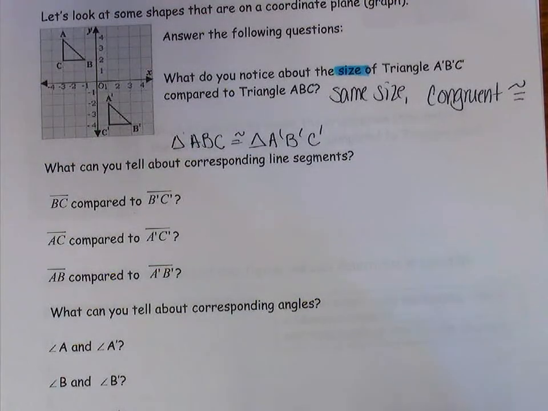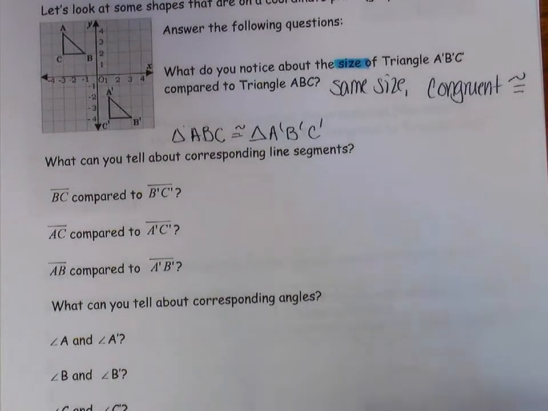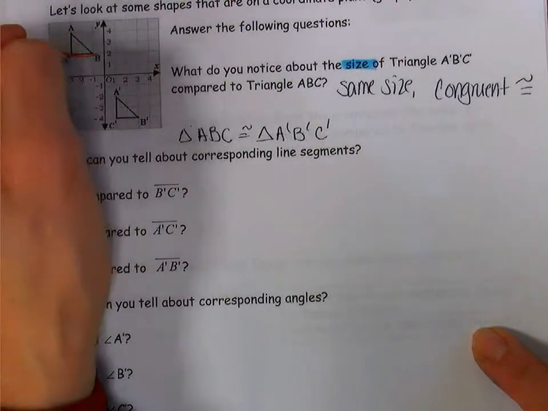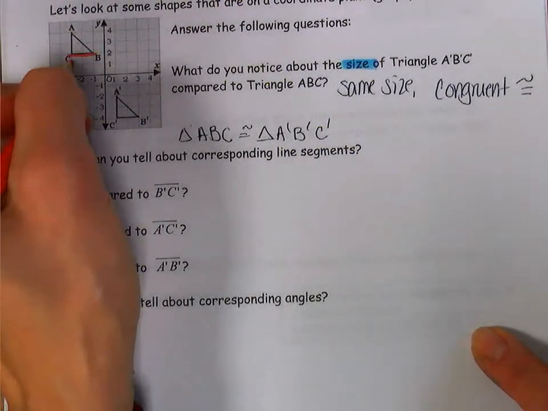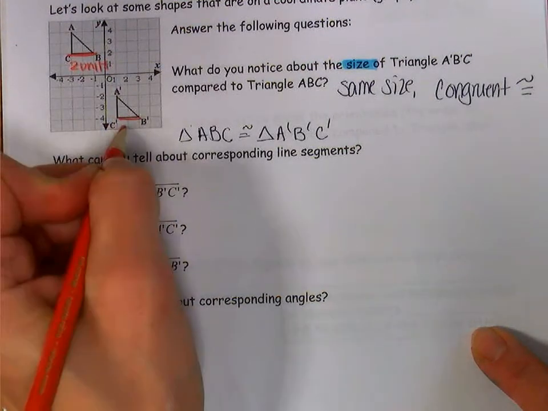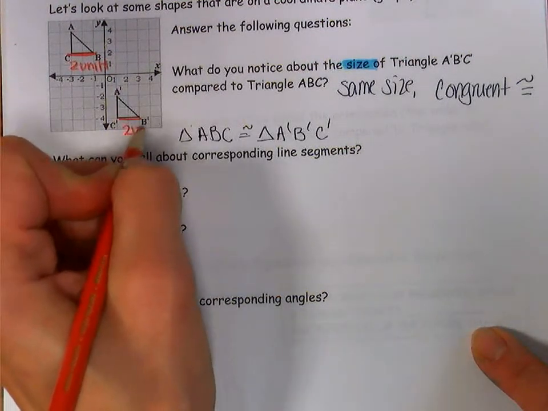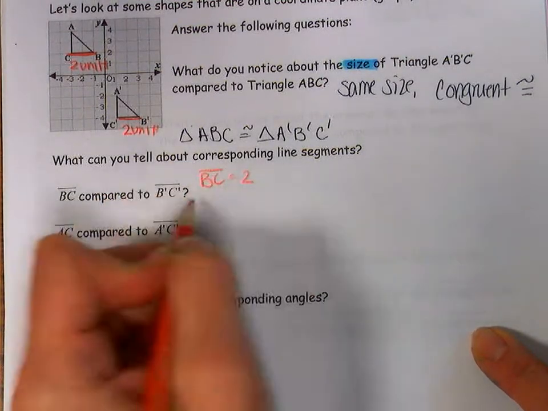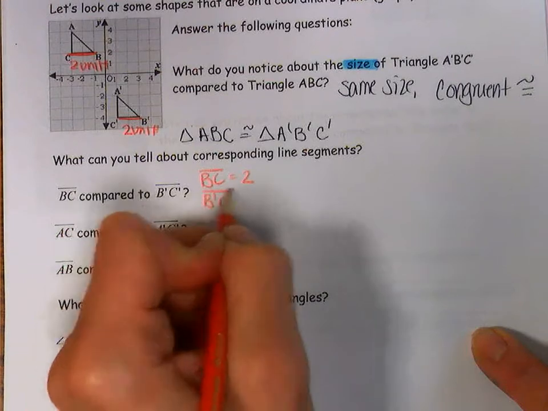Now let's take a look at the corresponding segments. Starting off with BC, I know that BC is 2 units, and B prime C prime happens to be 2 units. So therefore I can say BC is 2 units, B prime C prime is 2 units.